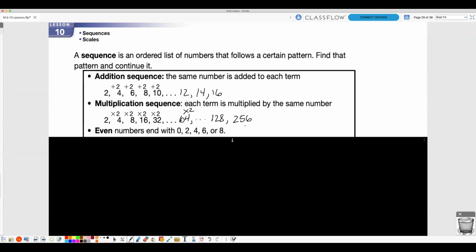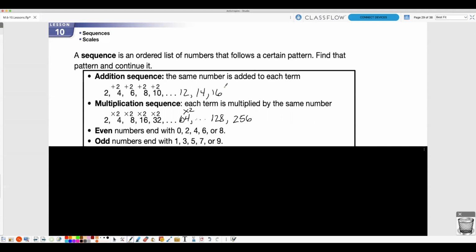Even numbers end with 0, 2, 4, 6, or 8. Odd numbers end with 1, 3, 5, 7, or 9.